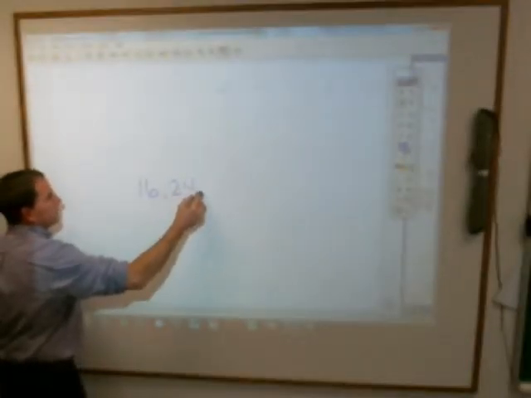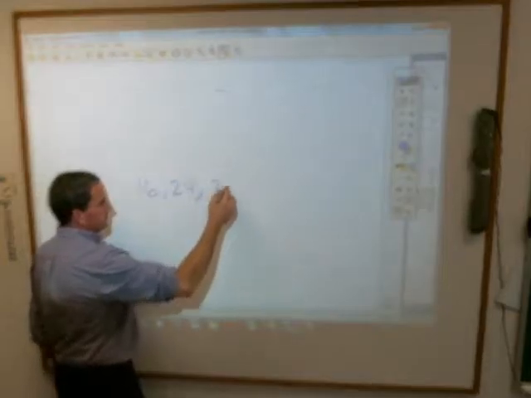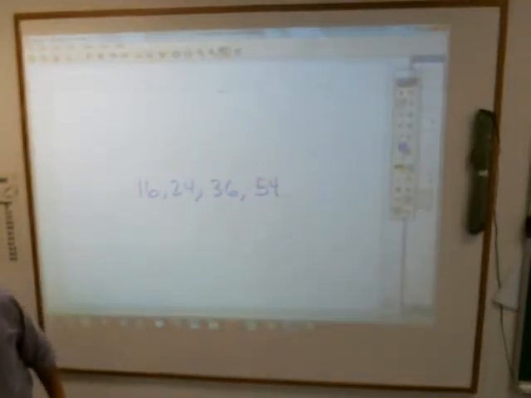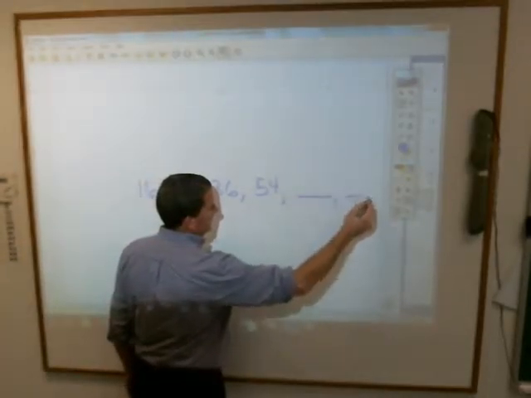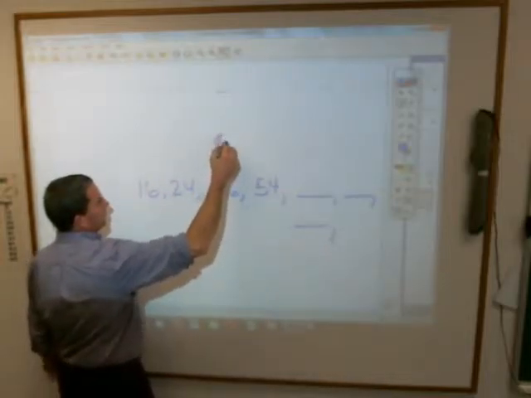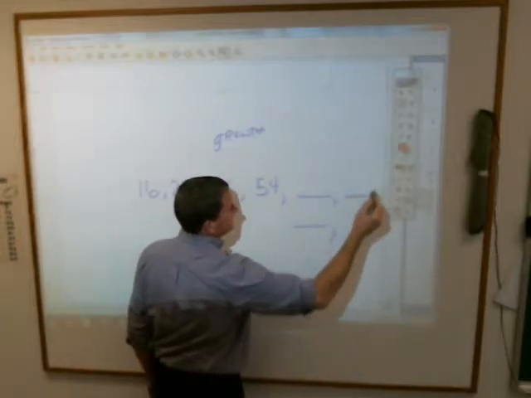16, 24, 36, and 54. Is that right? What would be the next three terms, and how would I figure that out? If this is growth. Anybody?